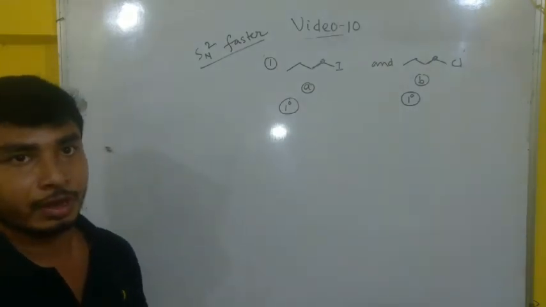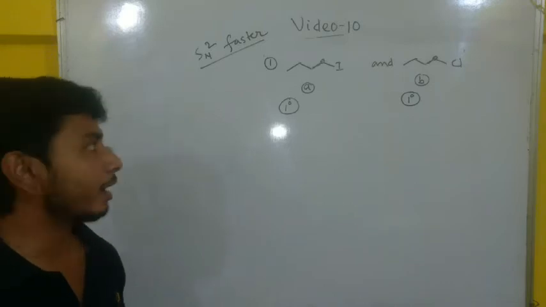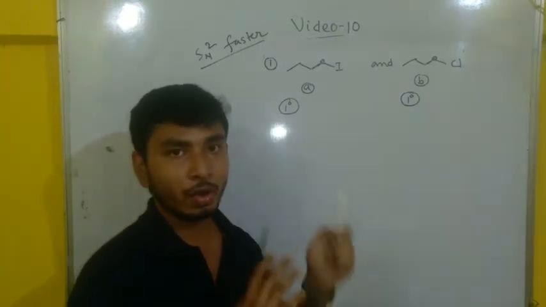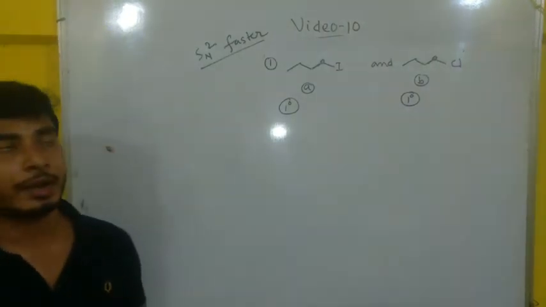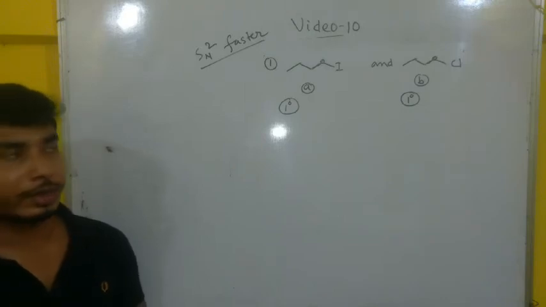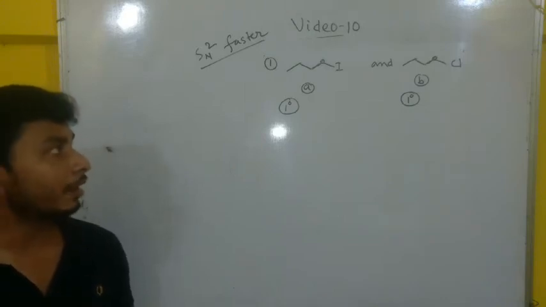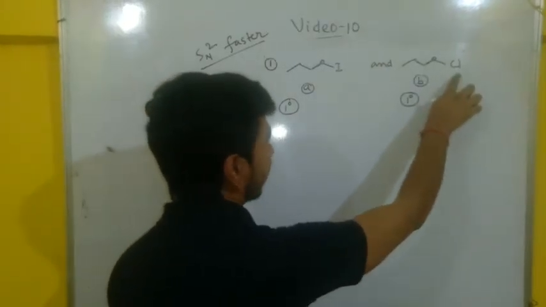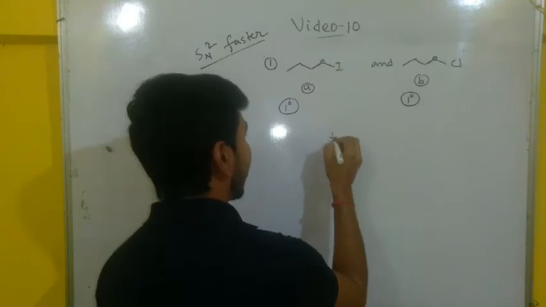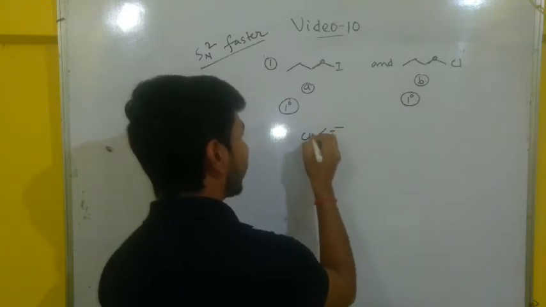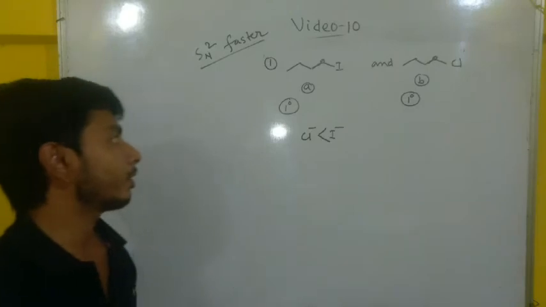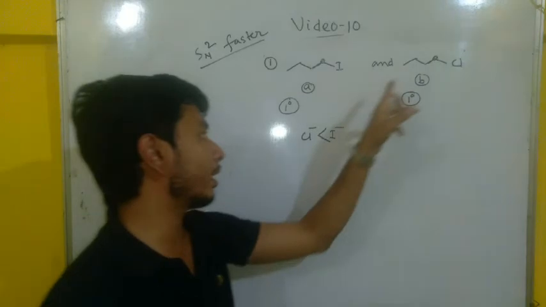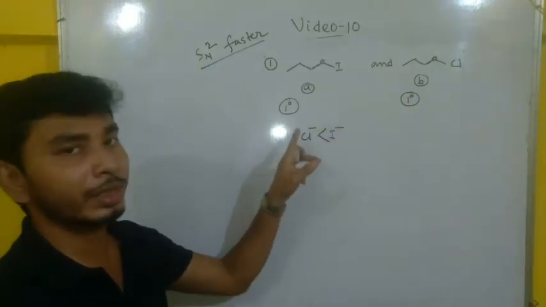So our first point is the nature of the alkyl halide. Both alkyl halides are 1 degree, so we cannot decide by considering the degree. The next point is the nature of the leaving group. Here one leaving group is I minus, the other is Cl minus, and we know that I minus is a better leaving group than Cl minus. In A the leaving group is I minus, in B the leaving group is Cl minus.